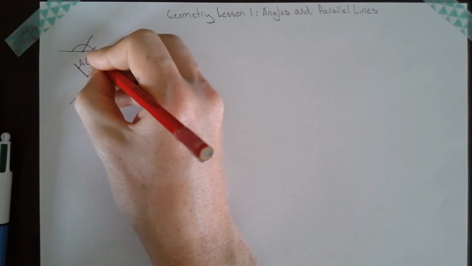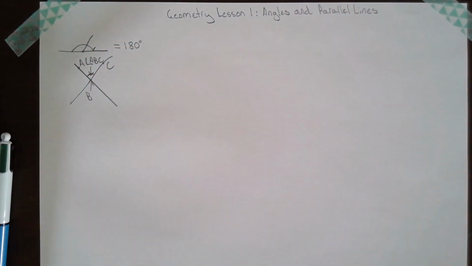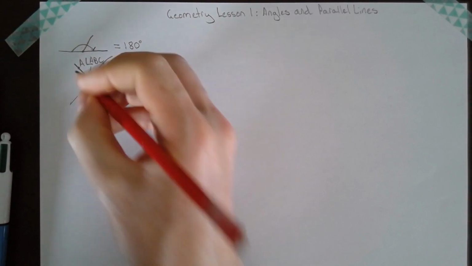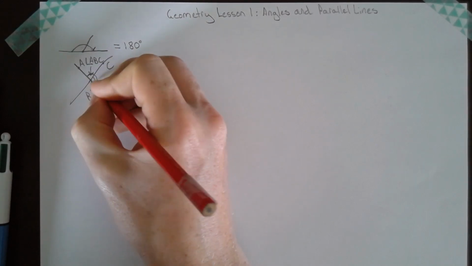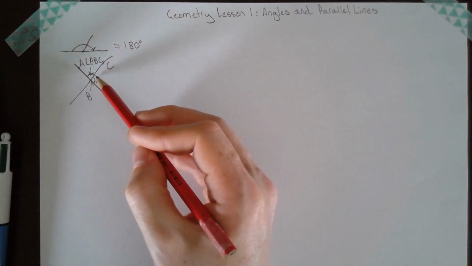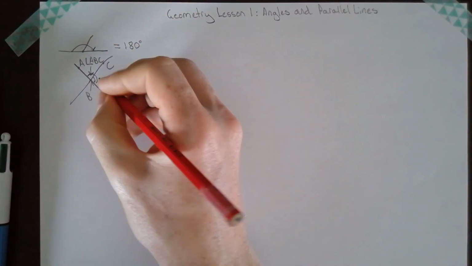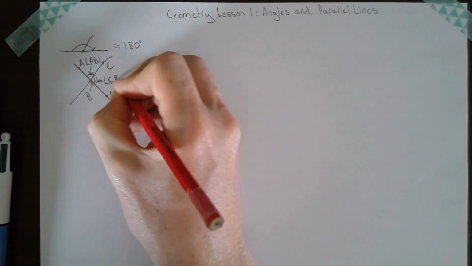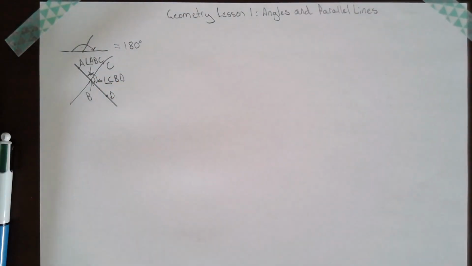And we can do that for any angle, and we don't have to use points A, B, C as well. We could do D down here. And then if I wanted to name this angle in here, I would name it by going angle C, B, D. So this angle is angle C, B, D. Like that. So those are the first two things that I need to know to be able to talk about angles.